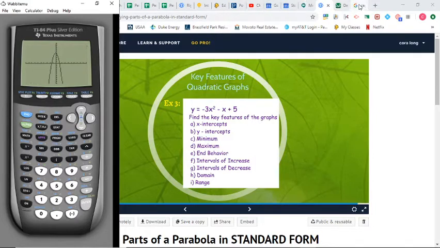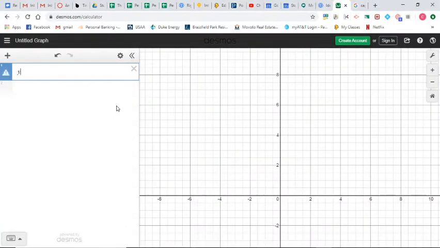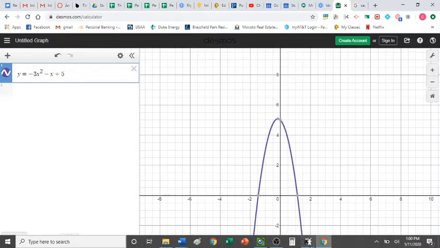Okay, and then I'm going to graph it on Desmos real quickly. So we have y equals negative 3x squared, and then we have minus x plus 5. Okay, sorry about that, I'm being slow.